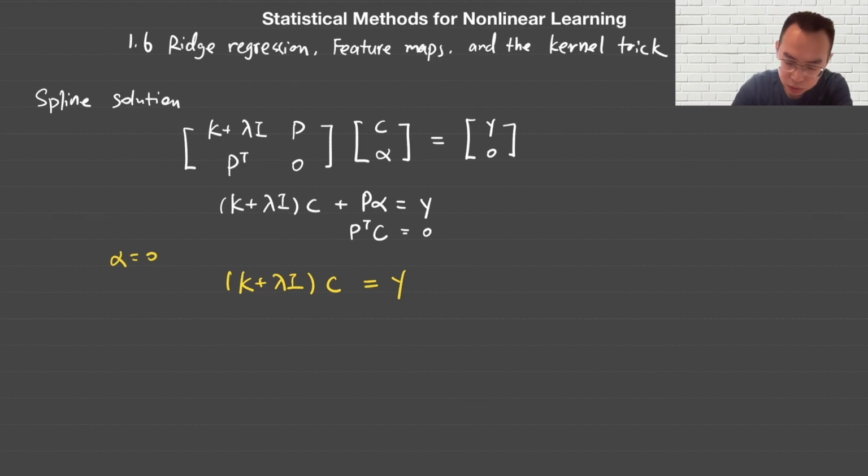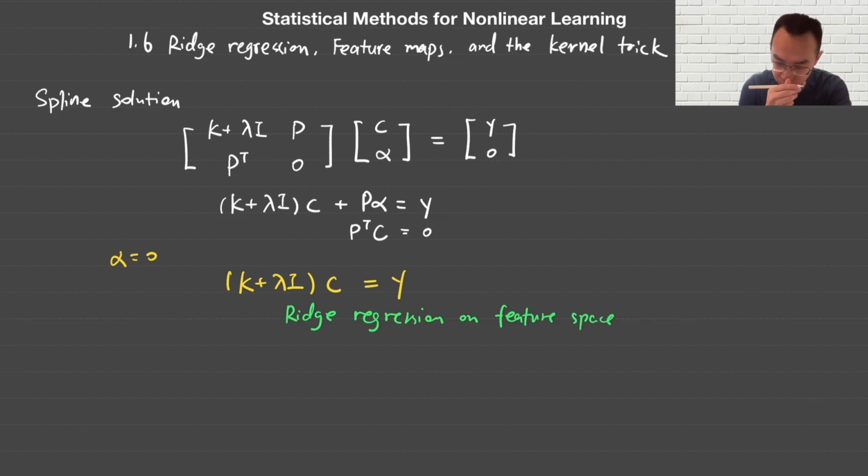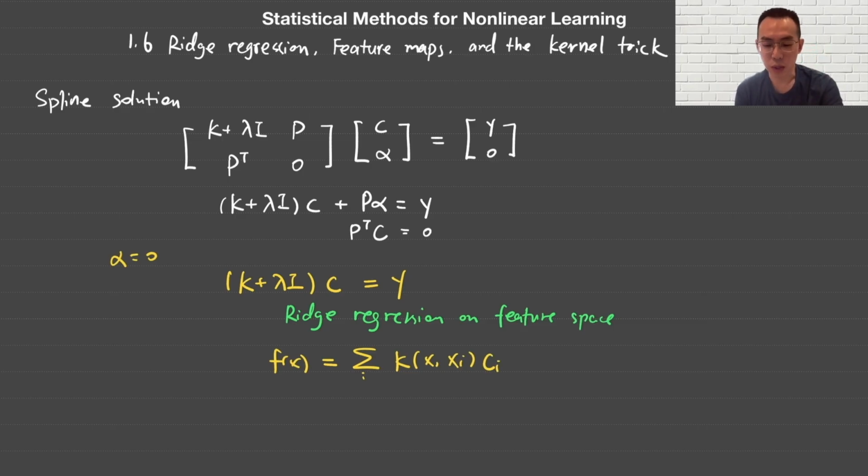This is coming from the ridge regression on feature space. Also, just to write out f(x), we can do it like this. So f(x) equals the summation over i of k(x, xi) times ci. So that is the solution we will have for the function f, for the nonlinear function f. And for this function f, we'll also show this is a linear function in the feature space. Okay, so that is the goal today.